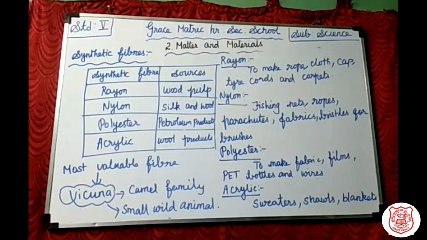So in this lesson we learned more about what matter and material are, the three states of matter, how the molecules are arranged, and fabrics, their classification into natural and synthetic fibers, and their uses. So many things we learned.